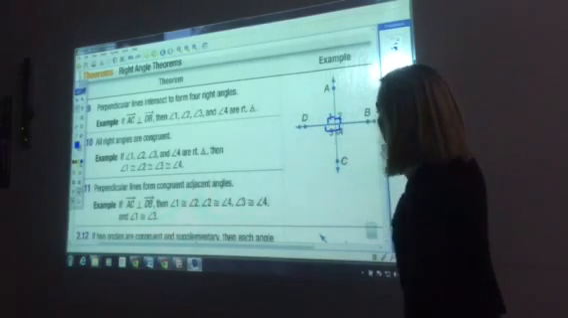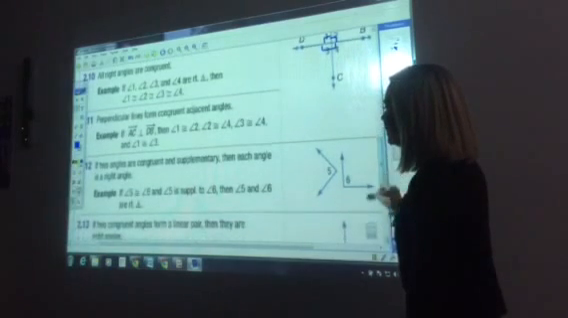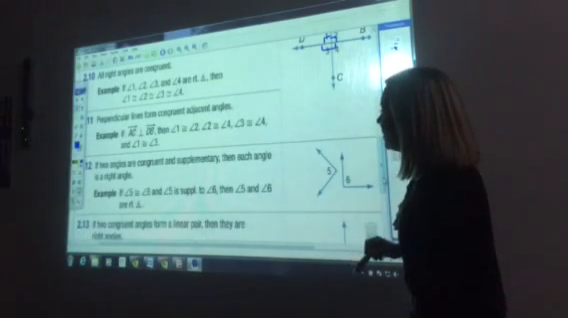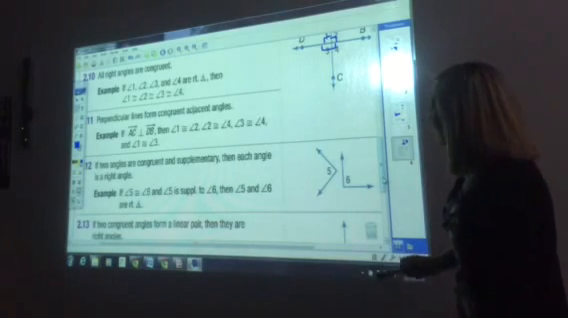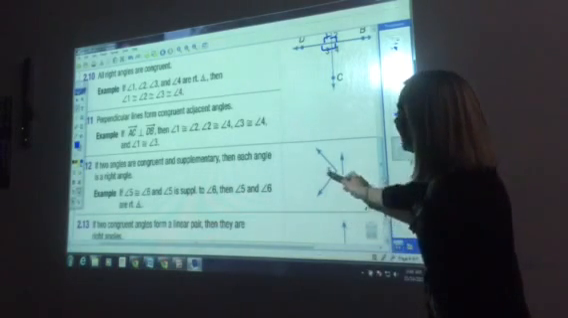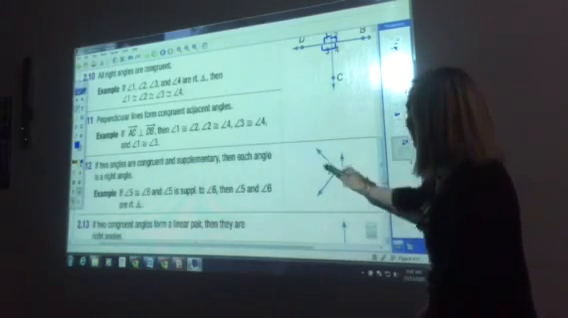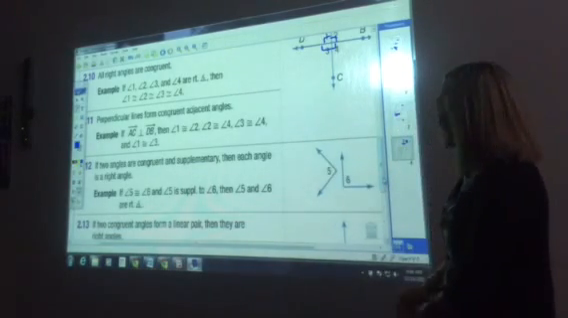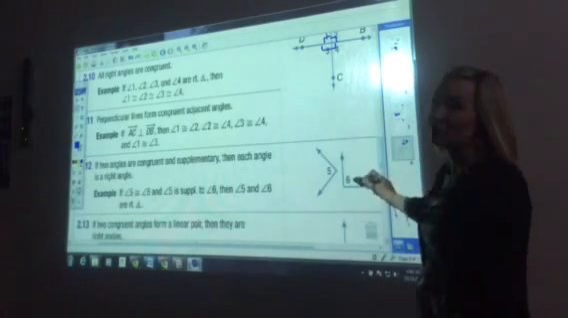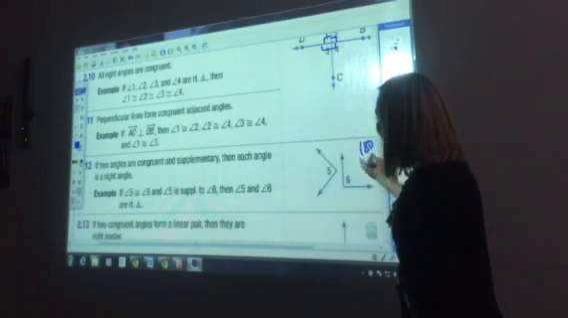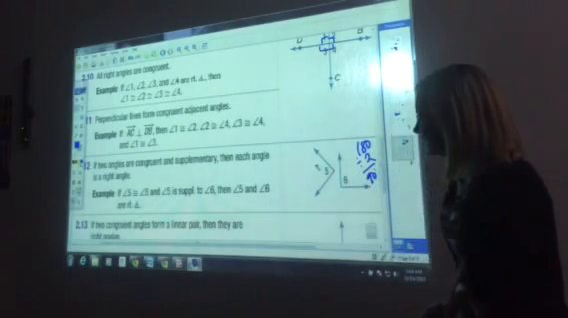And then the next one says that if 2 angles are congruent and supplementary, then each angle is a right angle. So that is also true as well. Okay, so 5 and 6, if they are congruent and supplementary, then they are each a right angle. If they are supplementary, then they must equal 180 degrees. And if they both equal 180 degrees and they're congruent, then 180 divided by 2 is going to give us 90. So that's why both of them are right angles.